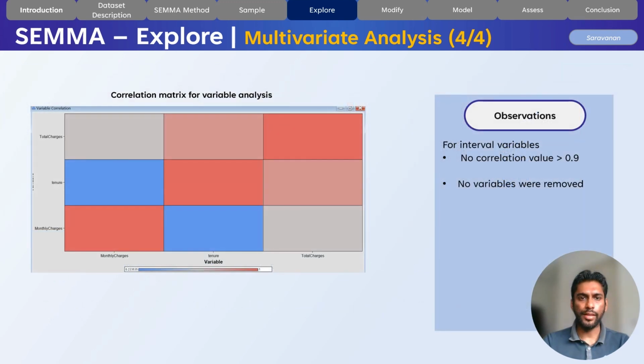In this phase of our churn analysis, we examine the correlation matrix for variable analysis. The metrics indicate that no single pair of interval variables exhibits a correlation coefficient greater than 0.9. This is a significant finding as it suggests that multicollinearity is not a concern for our model, and we can retain all the current variables without risking distortion in our churn prediction analysis.